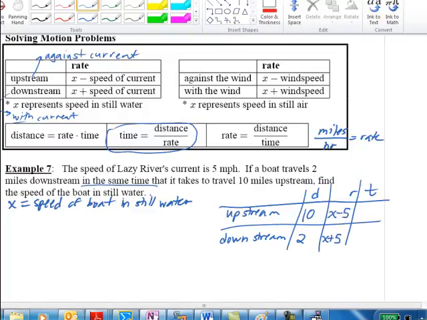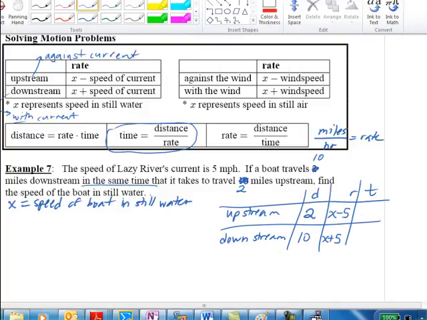Let's think about this. This doesn't make any sense. Downstream should be the faster. So let's change this to the 10 here and the 2 there. So that was a bad problem the way it was. We'll put the 10 downstream and the 2 upstream. Right? We should be able to go farther downstream than we are upstream, in the same amount of time.